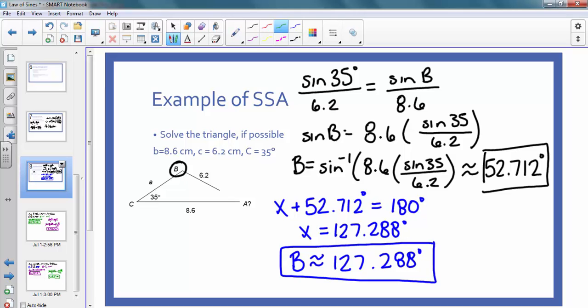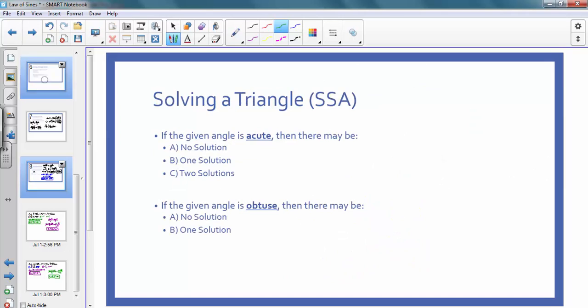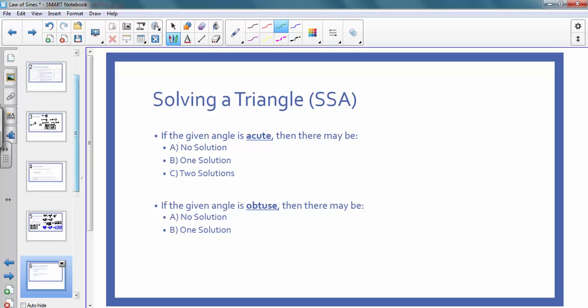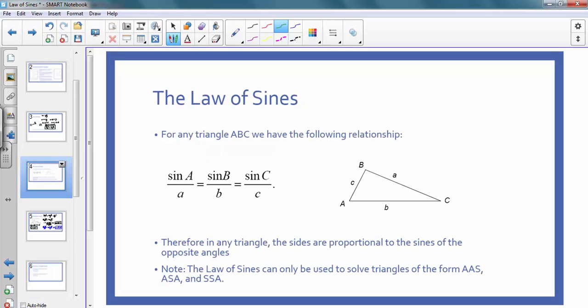So please make sure that on side-side-angle, you are considering that for an acute triangle, which in this case we had 35 degrees, we could have possibly had no solution, one solution, or two solutions. For an obtuse triangle, it's a little easier because our only possibilities are no solution or one solution. So that's really all you need to know about the law of sines. Keep in mind our equation right here, where all of the sides are proportional to the sines of the opposite angle.